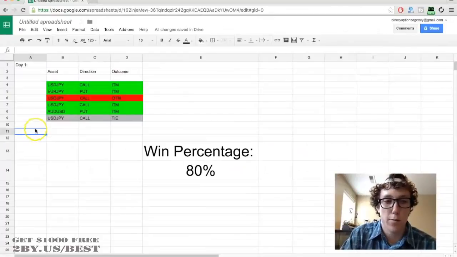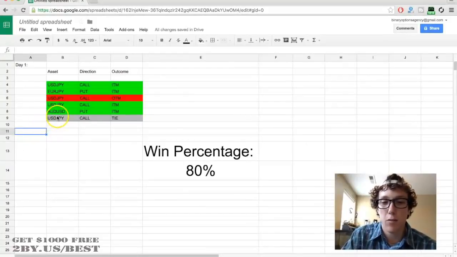So here are our results from the video. We made 6 trades, and the tie we don't count towards our win percentage because we didn't lose money or make any money. They simply just gave it back to us. So out of the 5 trades that either finished in the money or out of the money, 4 were in the money, giving us a win percentage of 80%.